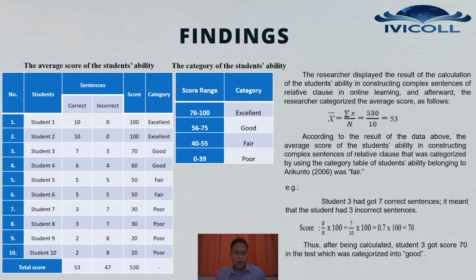You can see the formula: 7 divided into 10, and after that it is multiplied by 100, and the result is 70. Thus, after being calculated, student 3 got a score of 70 in the test, which was categorized as good.